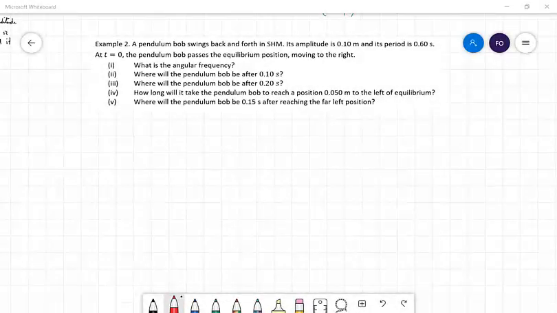So here's a second example that we can use the reference circle to solve. In this example we have a pendulum bob. Bob is just the word for the thing that we're hanging at the end of a string. So we have a pendulum bob swinging back and forth in simple harmonic motion. Its amplitude is 0.1 meters, so that's amplitude.